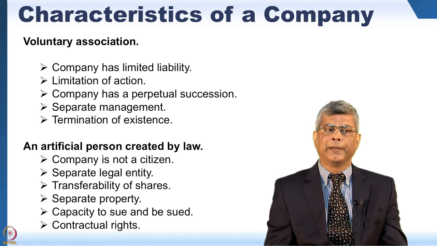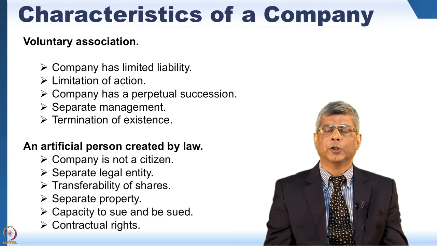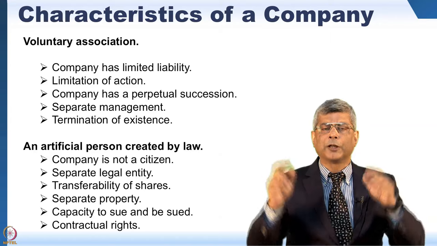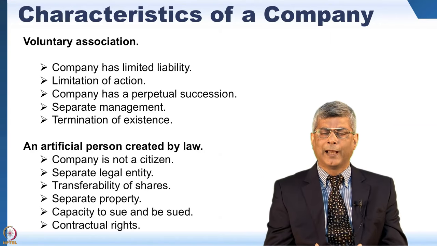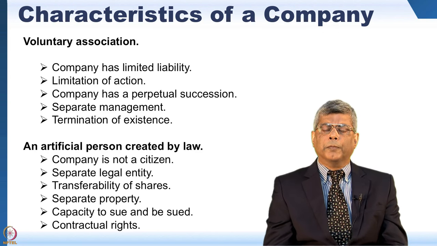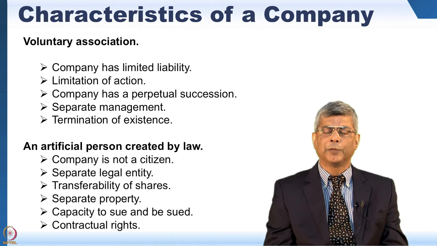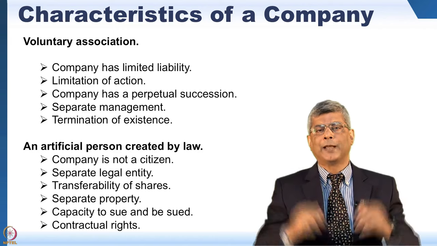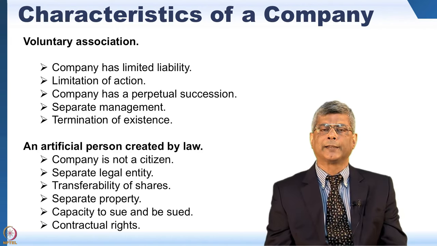Separate management basically means that the people who own the company may not run the company. So if you bought shares in the share market, you are a part owner of that company, but you're not managing that company. The company will have a separate management. Termination of a company also has to be in a formal process. It will not be just because people have left. There's a formal legal process with which you end the life of a company. So this is what voluntary association characteristics mean.